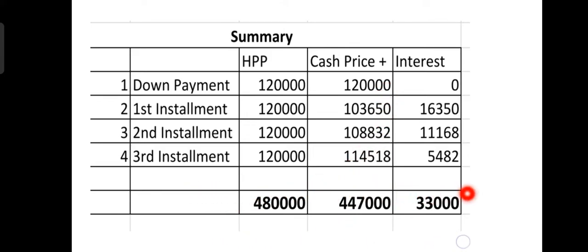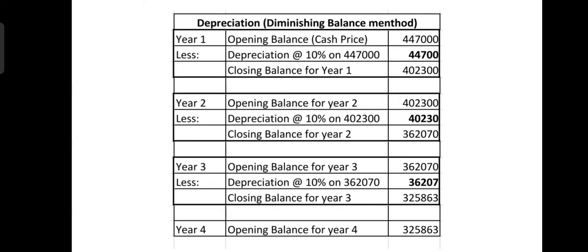So at the end, if you find the totals, this is the hire purchase price, the total amount we paid, 4,80,000. The cash price is 4,47,000, and this is the 33,000 interest, and this 33,000 is how much is included in installment 1, installment 2 and installment 3, which is what we calculated. After this summary, to prepare the ledger accounts, one more piece of information is required, that is the depreciation charged on the asset. Here they are charging depreciation under the diminishing balance method at 10%.